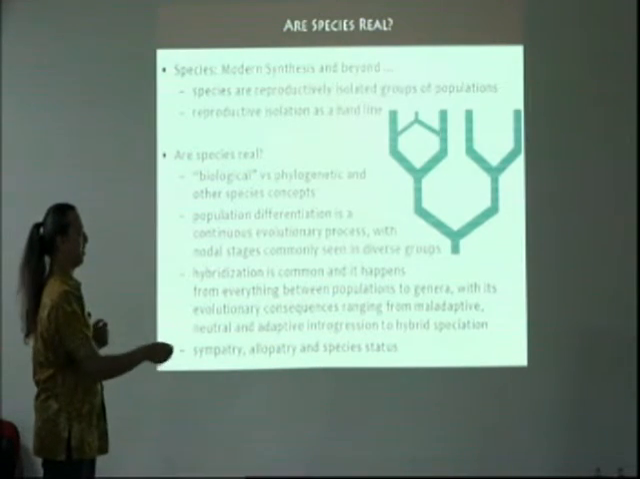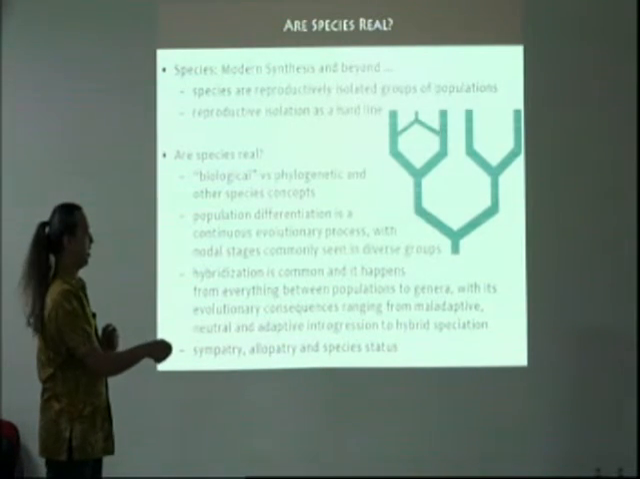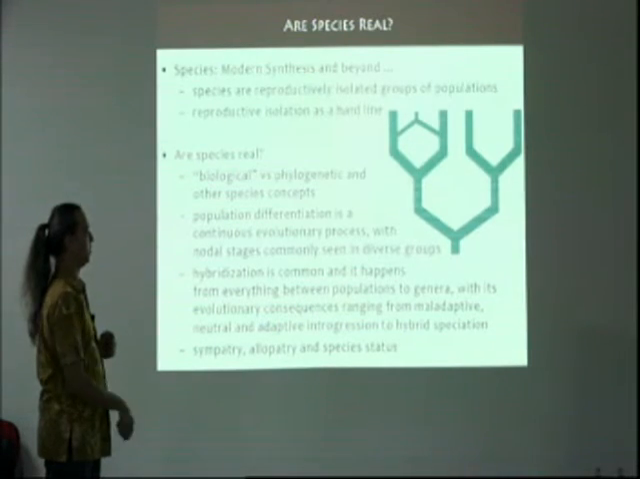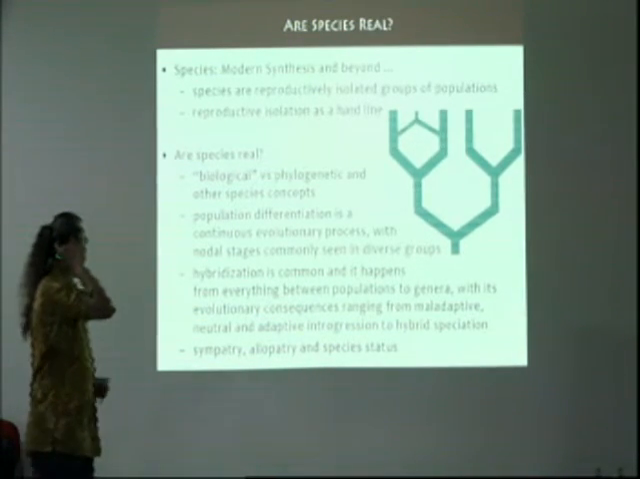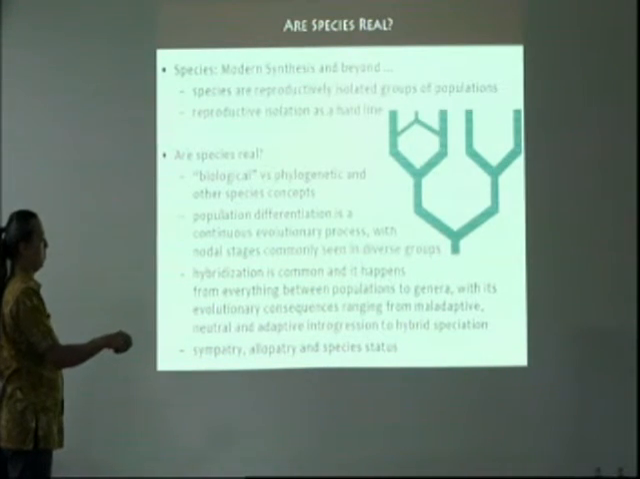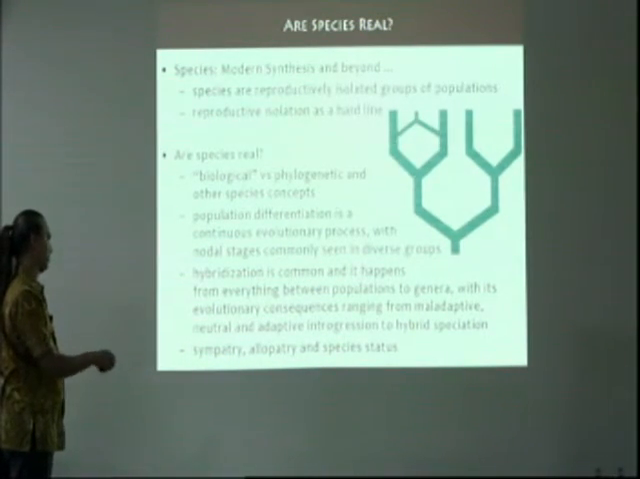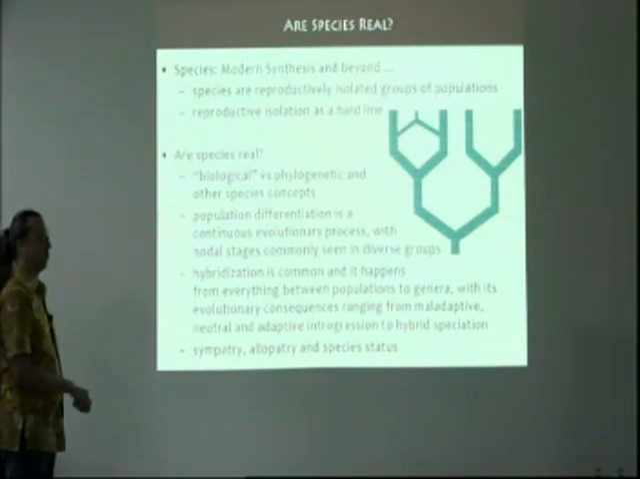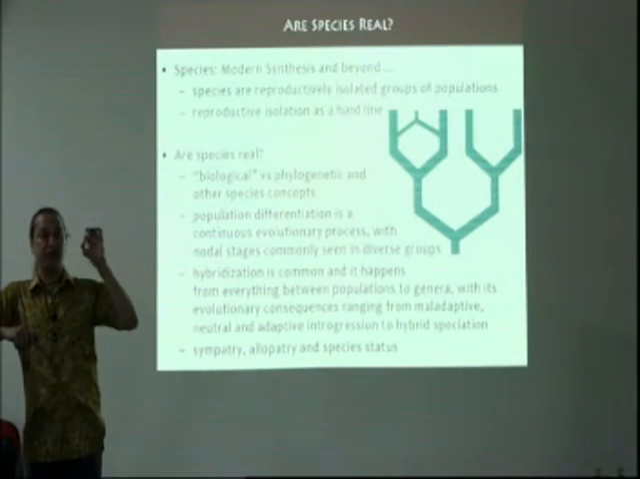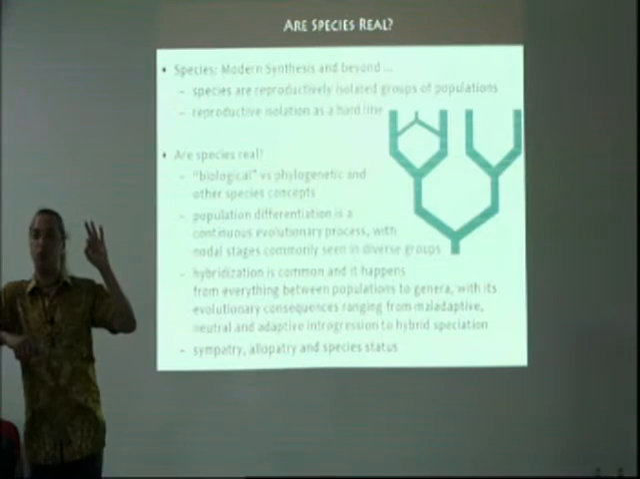So now you're trying to draw lines here, saying up to here is one species, this is another one, and this is another one, this has gone extinct, this has given rise to these two, and so on. So when you include this, it can go from genetic exchange, which goes from maladaptive to neutral to adaptive integration to hybrid speciation. So you may have just a tiny bit of gene flow between two groups.